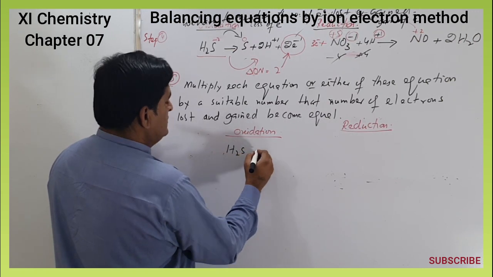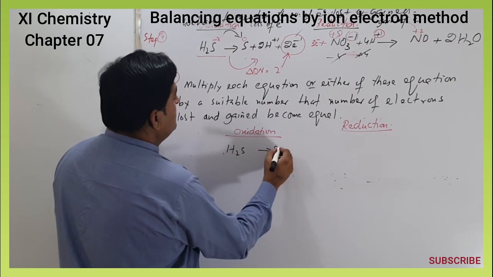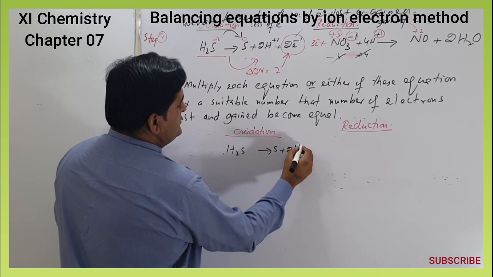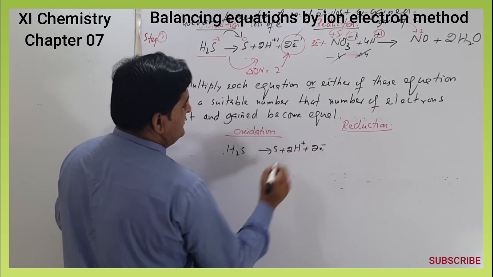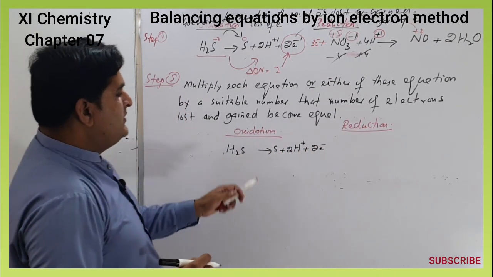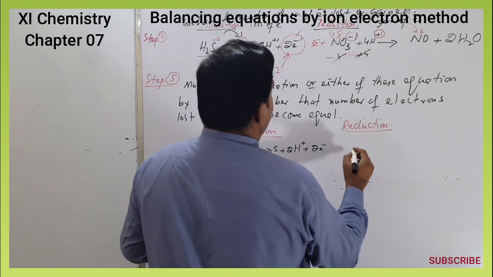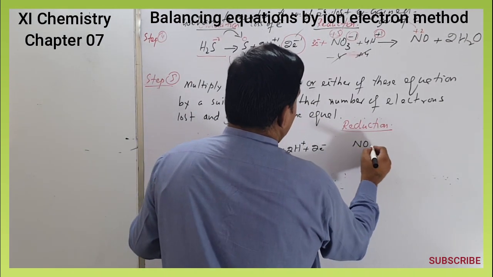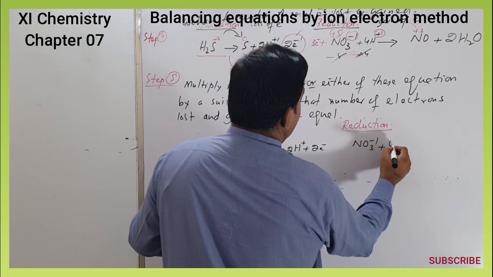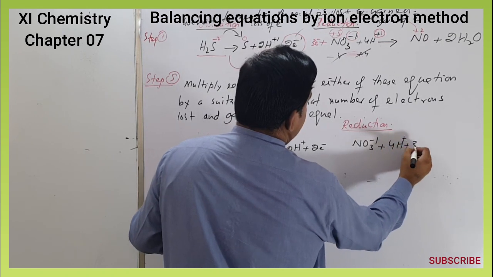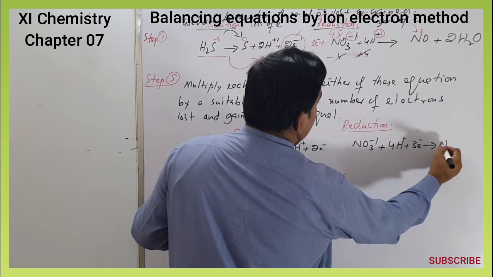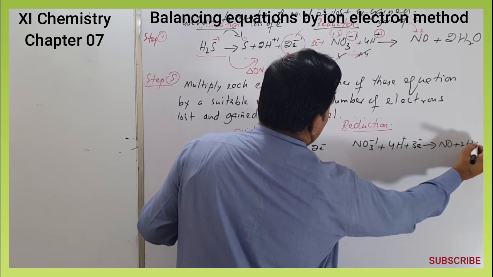H2S gives sulfur, 2H plus, 2 electrons. This is the oxidation side, and this is the reduction side: NO3 minus plus 4 hydrogen ions plus 3 electrons gives NO plus 2H2O.